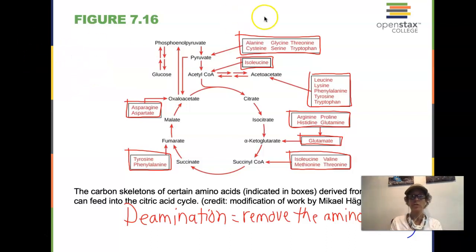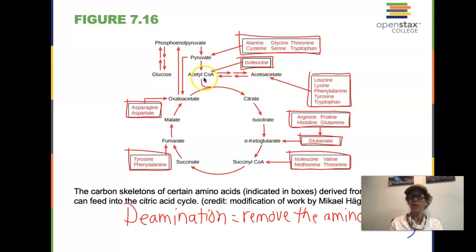This is showing us where in each of these boxes are the names of amino acids. We get our amino acids when our bodies can break down proteins into their individual amino acid components. Several amino acids can be converted to pyruvate. That's the end of glycolysis. We can break that into acetyl-CoA and go into the citric acid cycle.